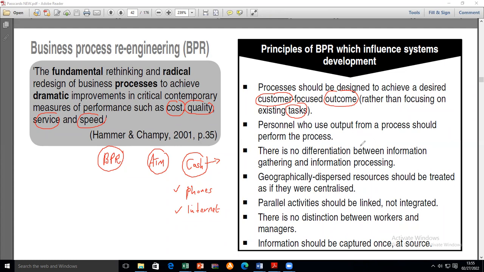Someone who uses output from a process should perform the process. And that's what is happening now. You and me are dispersing our own money and getting our own money. We don't have to rely on somebody else. There is no differentiation between information gathering and processing because of real-time processing. Geographically dispersed resources should be treated as if they were centralized. We don't even realize that resources are geographically dispersed, isn't it? Here we are, we're attending this lecture from faraway places. All of us are geographically dispersed. But when you look at the list of participants, you can't tell.